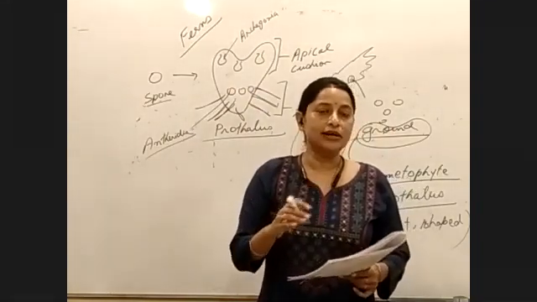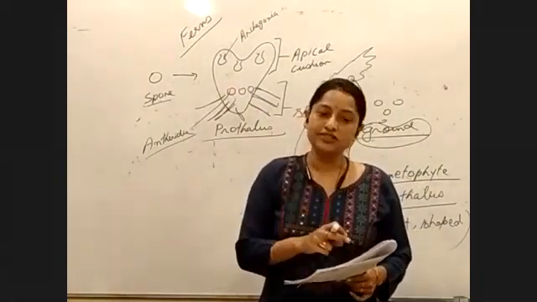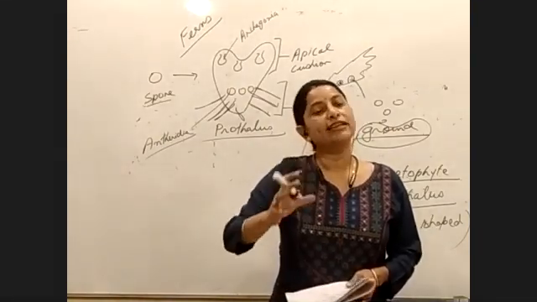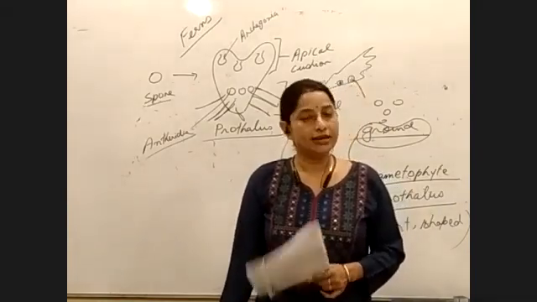Fused together, they will form the zygote. The zygote will form the embryo. The embryo will develop into a new sporophyte. Is the diagram clear?